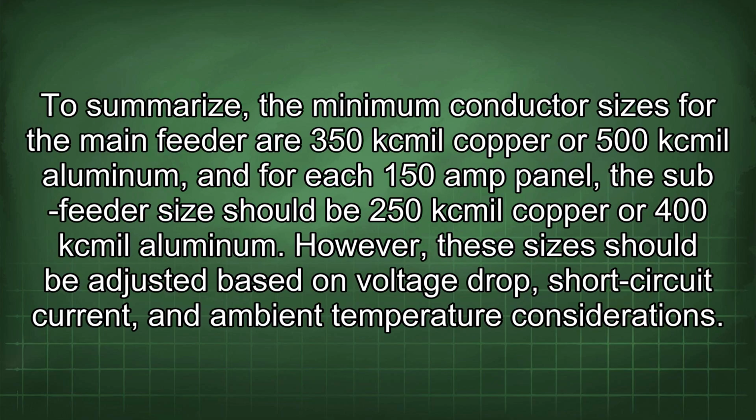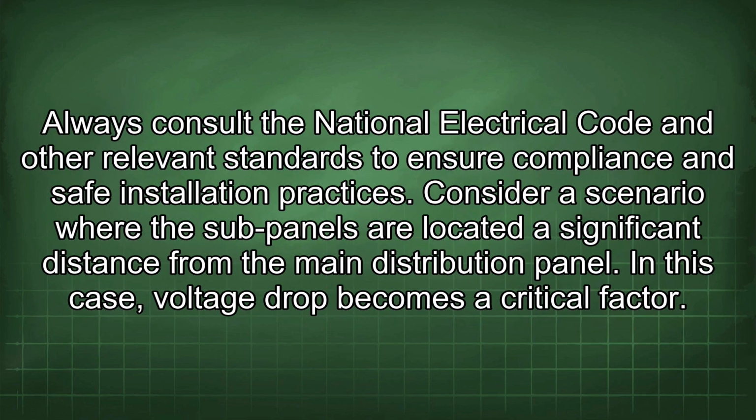To summarize, the minimum conductor sizes for the main feeder are 350 kcmil copper or 500 kcmil aluminum, and for each 150 amp panel, the sub-feeder size should be 250 kcmil copper or 400 kcmil aluminum. However, these sizes should be adjusted based on voltage drop, short-circuit current, and ambient temperature considerations. Always consult the National Electrical Code and other relevant standards to ensure compliance and safe installation practices.